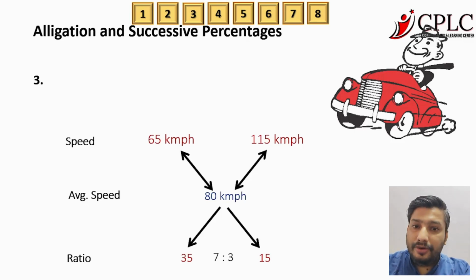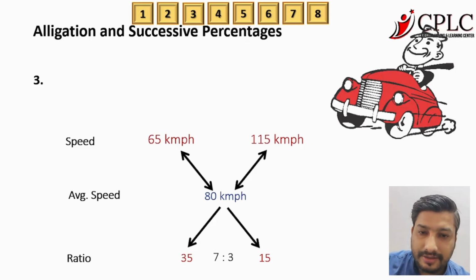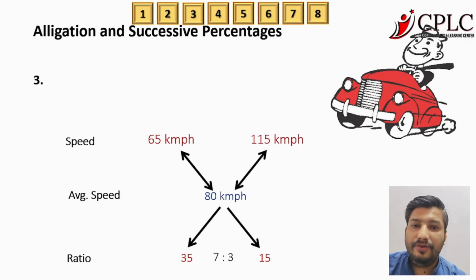Now comes the most important part. Majority of the people think that because we have done alligation for speed, the ratio that we get is going to be for distance, because speed and distance are directly proportional: if you increase speed, the distance also increases, and vice versa. And if you work from that thought process, the answer is going to be incorrect.